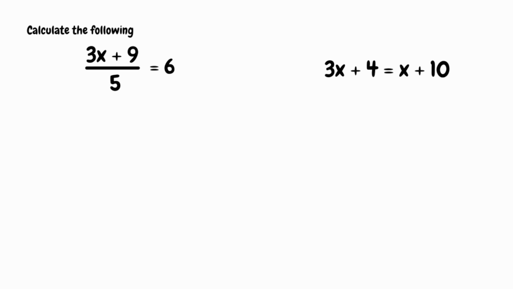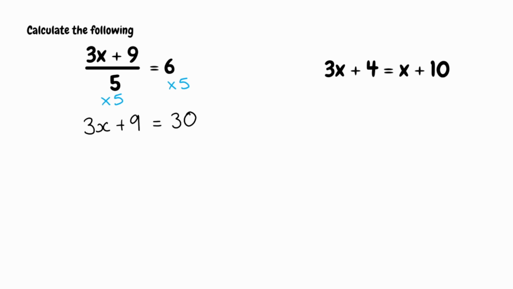And the way we're going to do that is by doing the opposite operation. So the opposite of dividing by 5 is multiplying by 5. So I'm going to multiply the left-hand side of this equation by 5, which means I also need to multiply the right-hand side by 5 to keep the equation balanced. So now on the left-hand side, we've got 3x plus 9, all on its own because we've got rid of that divide by 5, is equal to, and then on the right-hand side, we've got 6, which we need to multiply by 5, well, that gives us 30. So our new equation is now 3x plus 9 is equal to 30.